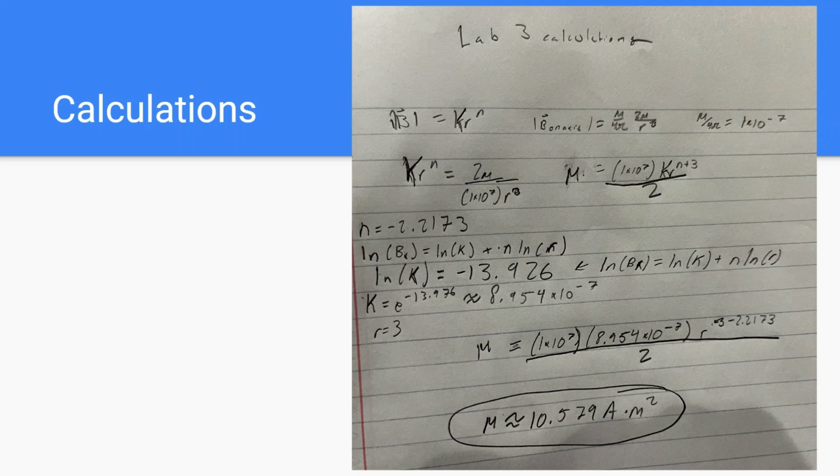Then we use the formula ln of B, the magnetic field, equals ln of K plus N times ln of R. Plugging in the different values from our data shown here, I found that ln of K was equal to negative 13.926. From there, we said that K equals e to the power of negative 13.926, which is about 8.594 times 10 to the negative 7th. Then using R equals 3, we found that mu equals 10.579.